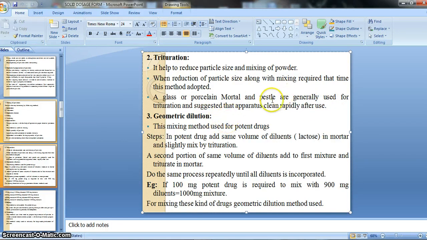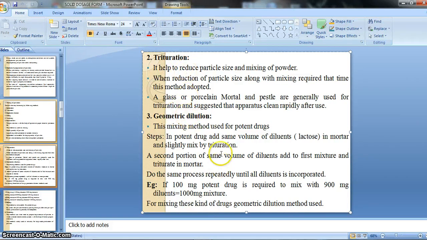Then after using these apparatus, there is one suggestion: clean the apparatus rapidly after use. After use, it is very necessary to clean the mortar and pestle. So this is our trituration, the second method of preparation.